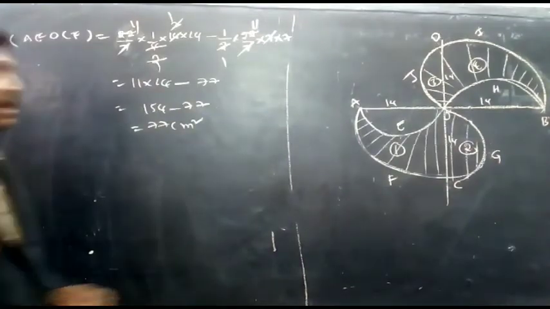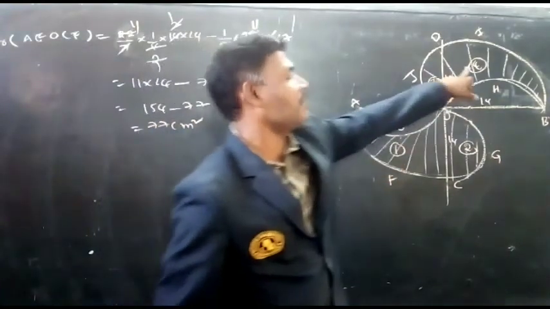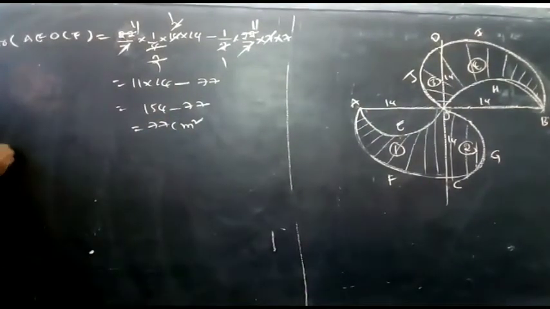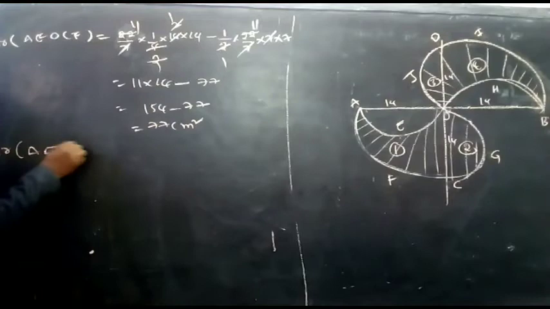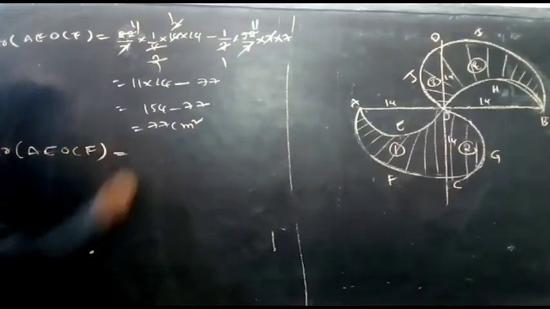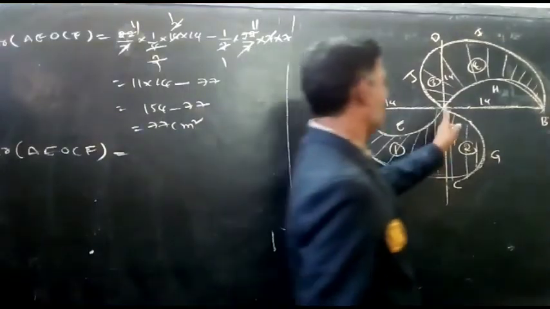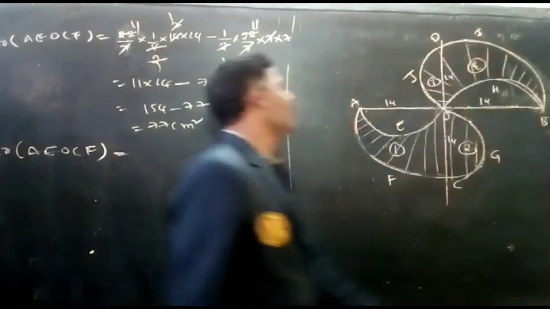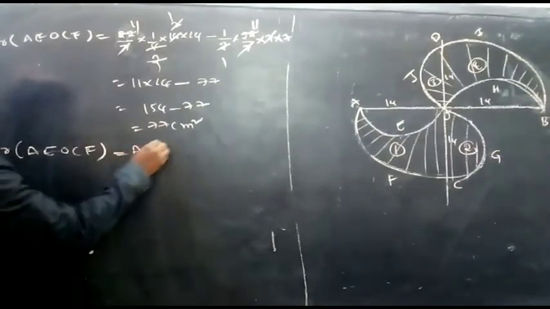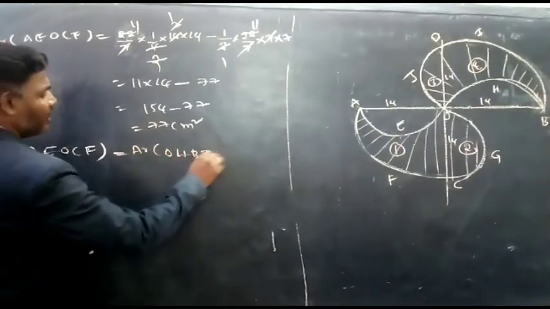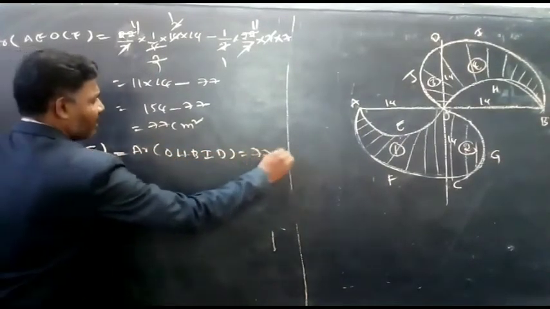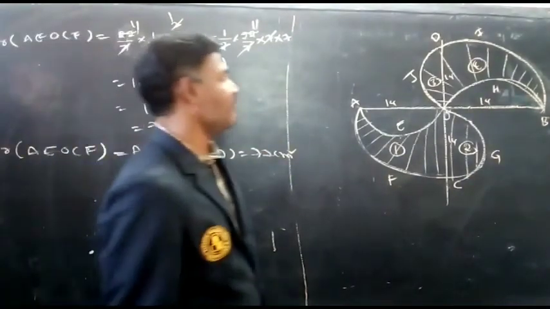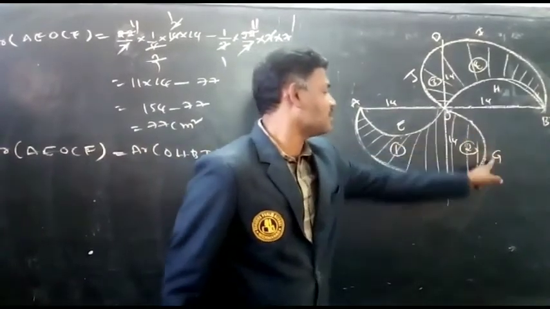So I already told you the area of the first part and fourth part are equal. So what can we write here? Area of AEOCF is equal to area of OHBID. Area of OHBID is equal to 77 centimeters square. Next I need the area of this one. Which one? OGC.